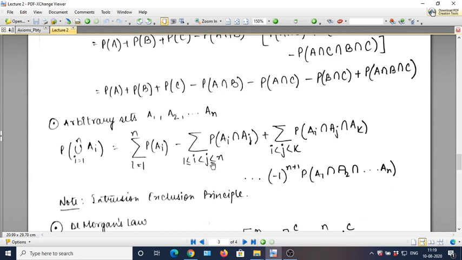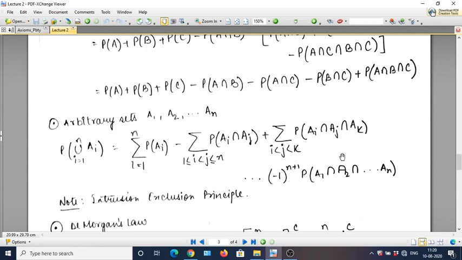So i and j in general lie between 1 and n, but j is always greater than i. This makes sure that repeated pairs are not allowed, they are all distinct. Okay, then taken 3 at a time, again we insist on distinct triples. So 1 less than or equal to i, less than j, less than k, less than or equal to n.